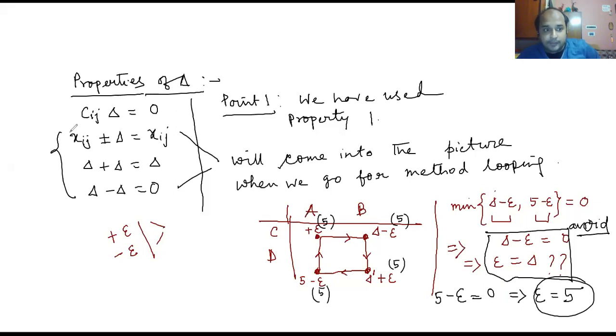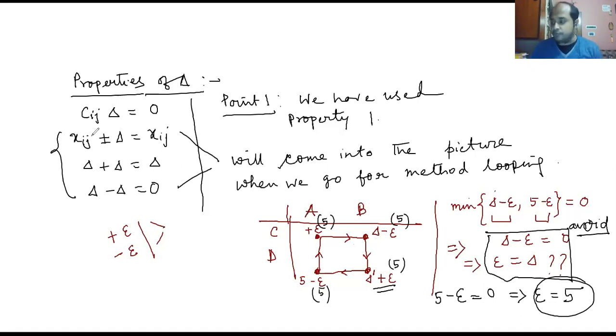And then we can apply these properties. You see, 5 plus delta prime is 5, so this value will be 5. Minus 5 plus delta will be minus 5. 5 minus 5 will be 0. And like this. Since we have not done the method of looping, these properties were not actually used.